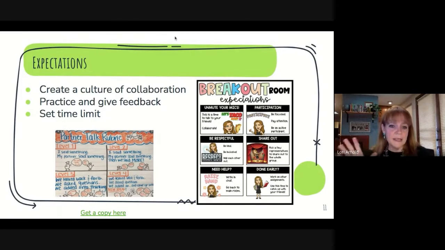Again, just make sure you have those anchor charts, and make sure to set your time limit. And the shorter the time limit to get the work done, the better chance that you have of the students actually achieving what you're asking them to do. Because if they have that time pressure there and know that they're going to have to come back to the larger group or to you to share out the work that they've done, you'll have a better chance of them actually completing successfully what you've set out for them to do.